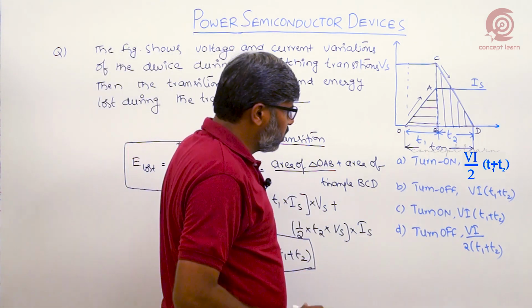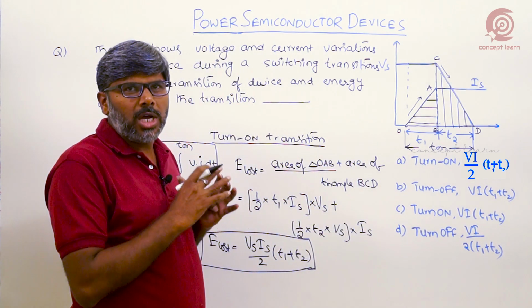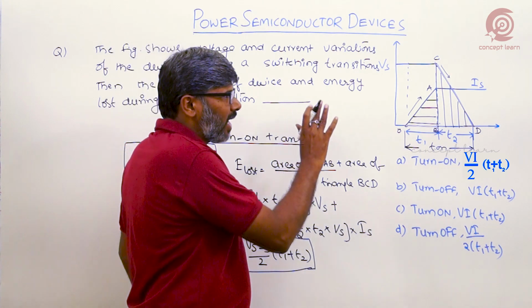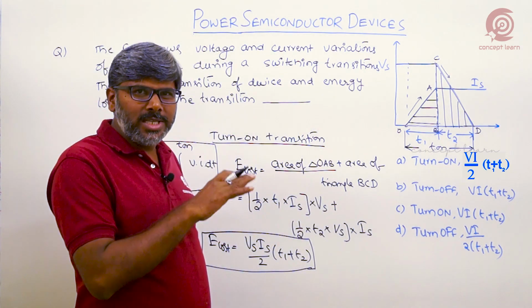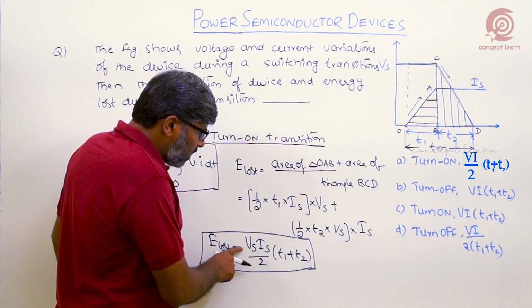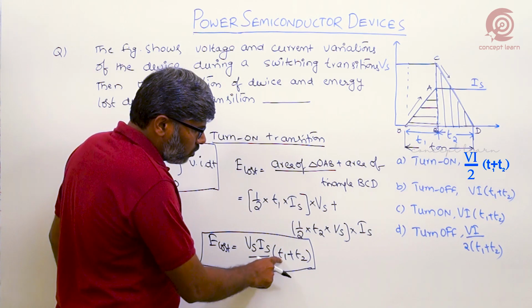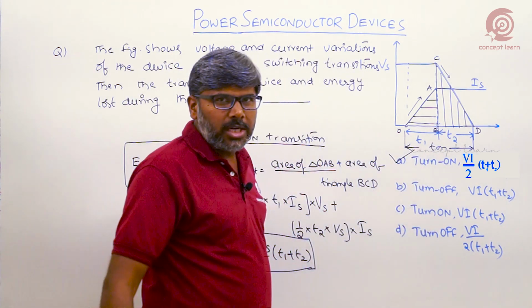So when you come to the options, see what is the answer of this question. The switching transient is turn on transient, and the energy lost during the turn on transient is Vs Is by 2 into T1 plus T2. So the option is A, right.